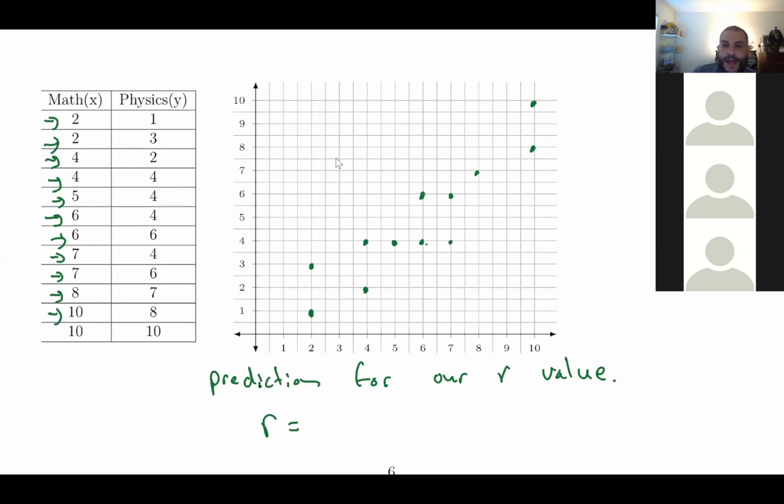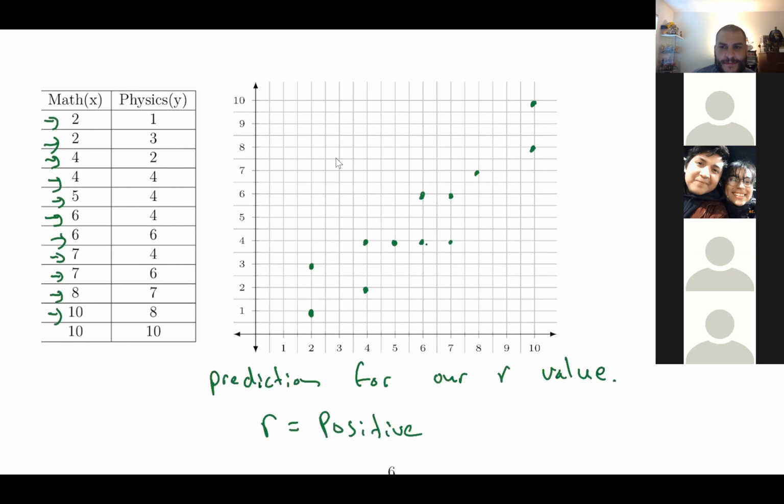For our R value, should we expect it to be positive or negative? Positive. All right, so we should expect a positive R value. If you had to guess, do you think this R value is closer to 0 or closer to +1?